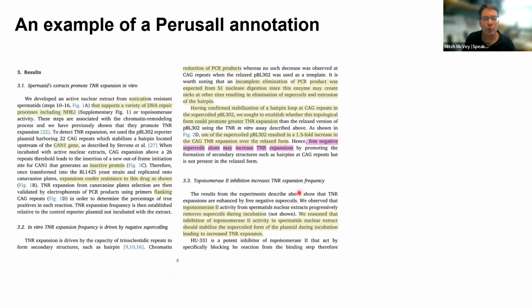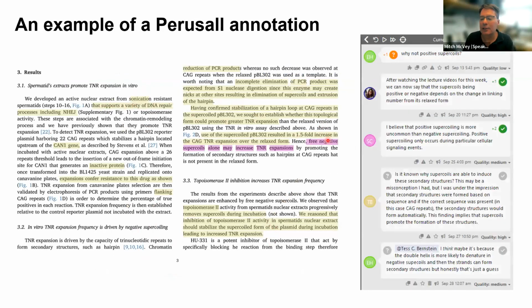This is an example of one group's set of Perusal annotations from a paper that we read last fall. Any place where you see yellow highlighting, that's a place where a student either asked a question or made a comment. And what you see in pink here, these are all of the comments or questions that were made just based on this particular part of the PDF paper.